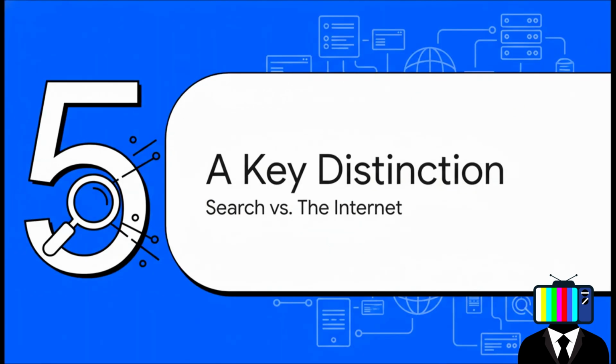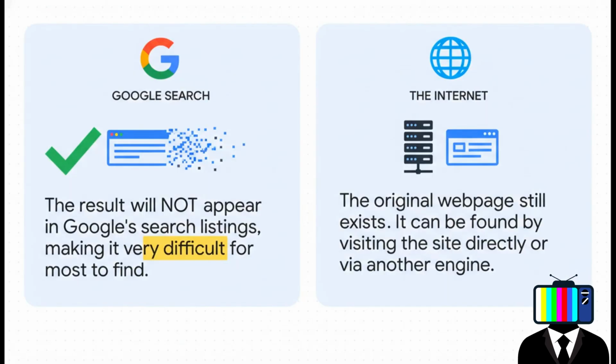Okay, listen up, because this next part is probably the most important thing to understand about how all of this works. There's a huge, crucial distinction we need to make between Google search and the internet. So here's the deal. When Google removes a result, they're removing the link from their search page. That's it. It's like taking down a giant sign on the highway that points to a specific building. The sign is gone, so it becomes incredibly hard for anyone to find that building.